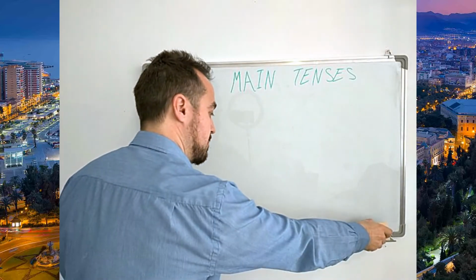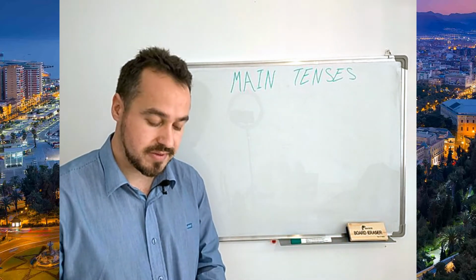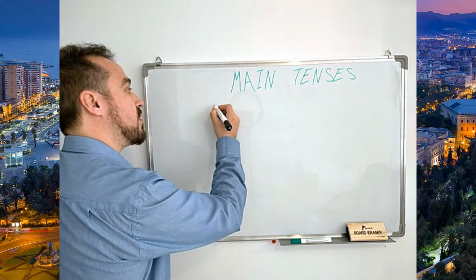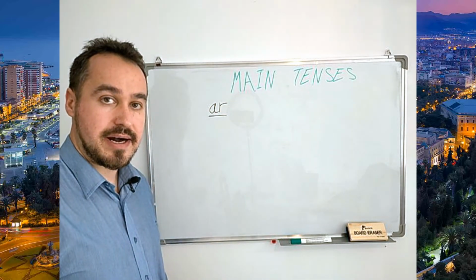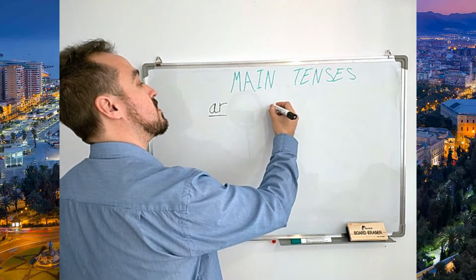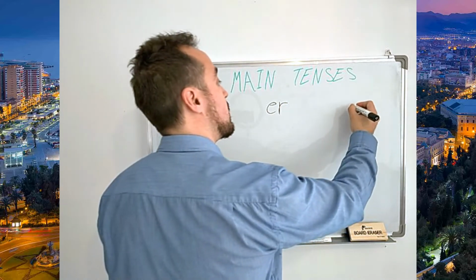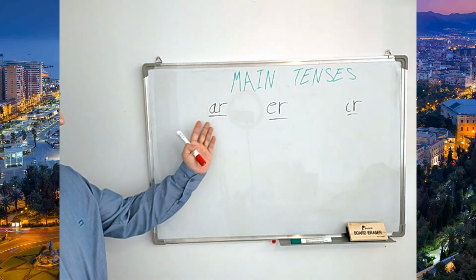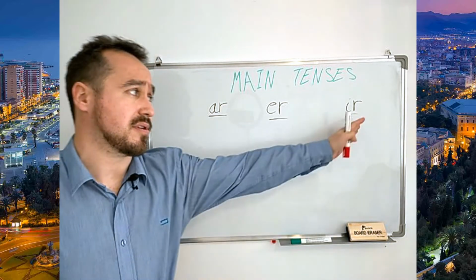Alright, first of all, in Spanish we've got 3 kinds of verbs. Those whose infinitive ends in AR, is that clear? Yes, AR, ER, and IR. So we call them first conjugation, second conjugation, and third conjugation.